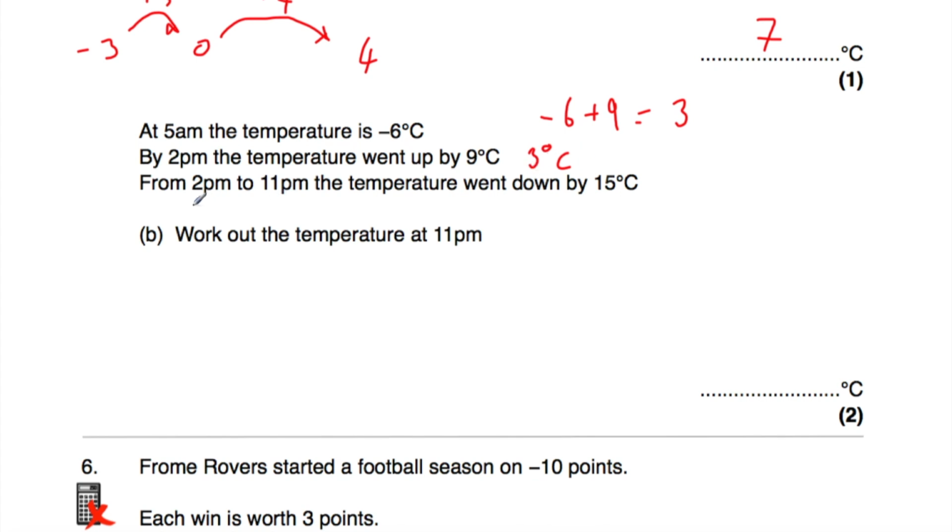Now we're told that from 2 p.m. to 11 p.m. the temperature goes down by 15 degrees Celsius. So the temperature is 3 degrees Celsius and it goes down by 15. So if we take away 15, we can find out what the temperature is at 11 p.m. If we do 3 take away 15, well, if we take away 3, we get to 0, and then if we take away another 12, we would get to negative 12. So the temperature at 11 p.m. would be negative 12 degrees Celsius.